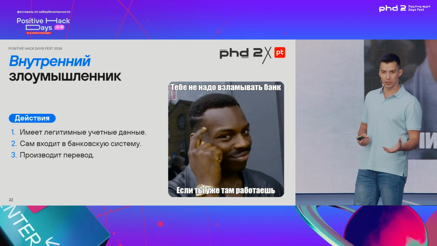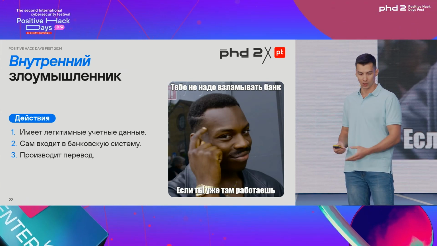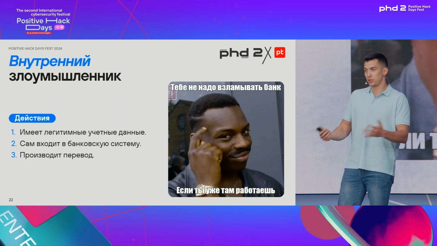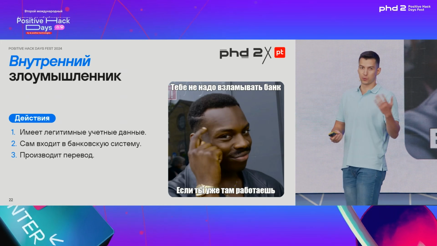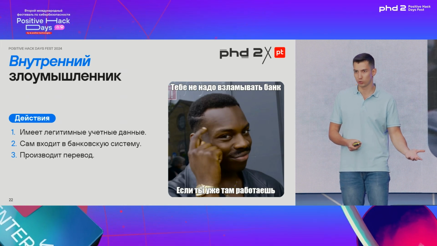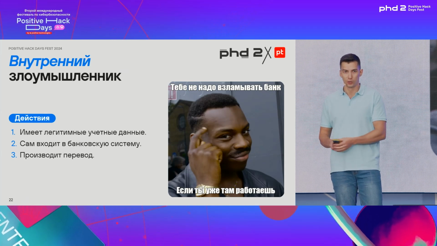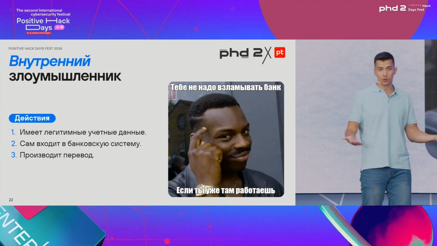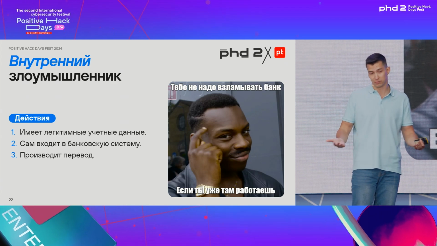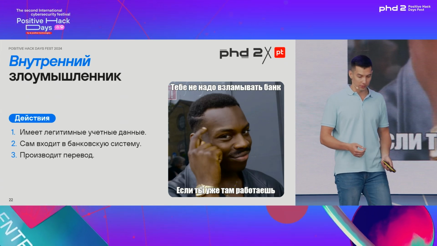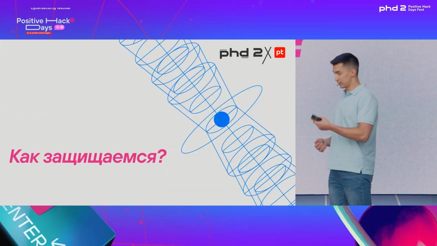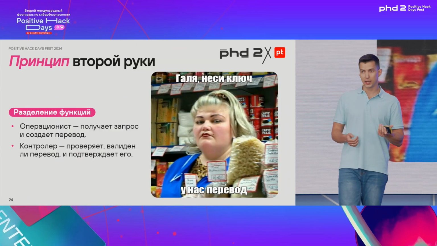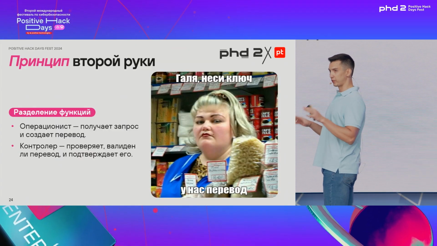What could this kind of evil hacker be? They have legitimate credentials, they are part of the banking system, and they do remittances on behalf of your name or just from your account, transferring money to somebody else's account. And they think, okay, you have too much money, and I don't have as much. Why not? Equality for everyone. How can we protect ourselves from such an intruder who is inside of the bank?